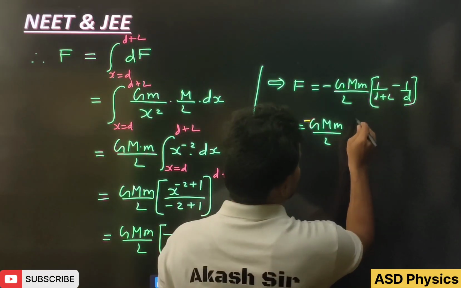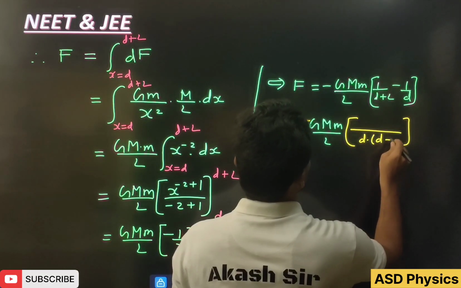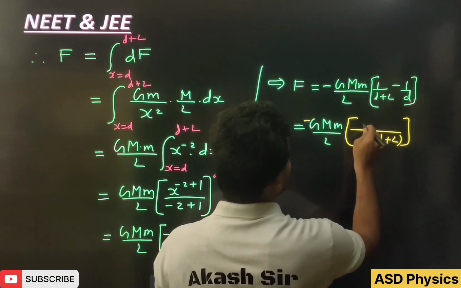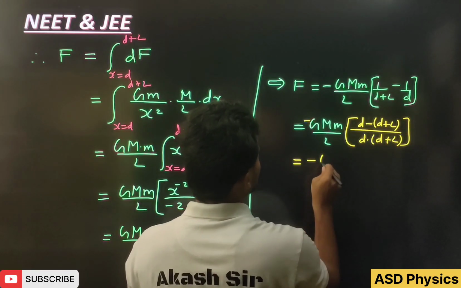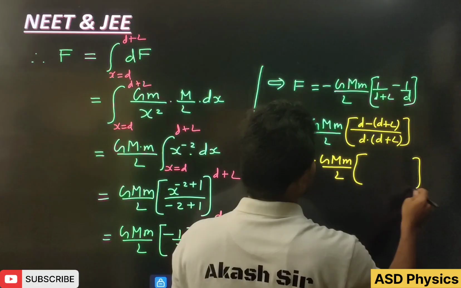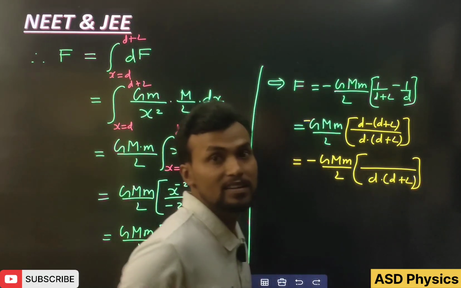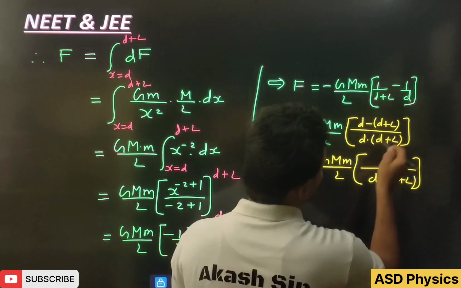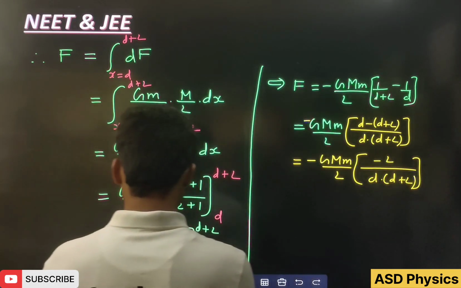Now let's take the LCM here. What will be the LCM here? Kindly see, d into d plus L. Now d will go this side, so d minus d plus L. Okay, so let's simplify this. Minus G capital M is small m by L, and what is this becoming here? Kindly see, d into d plus L. Is it? So this minus will go and multiply inside. So d minus d minus L, so here only minus L will be left.